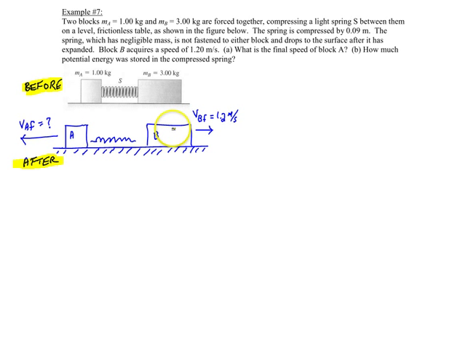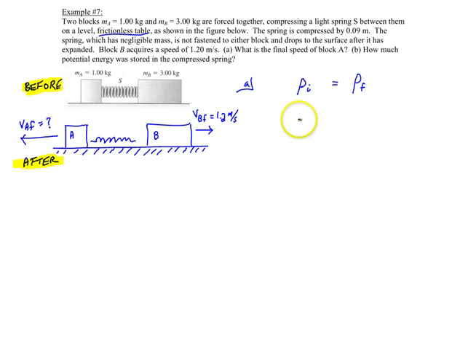So how are we going to find the speed of A after it's been released? To do that, we need to use conservation of momentum. So we have momentum initially is equal to momentum finally. We're assuming, by the way, that there are no external forces, and that's stated here. That's a frictionless table, so no external forces that are going to slow it down.